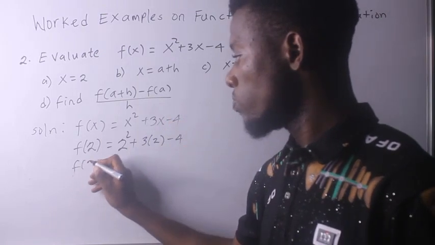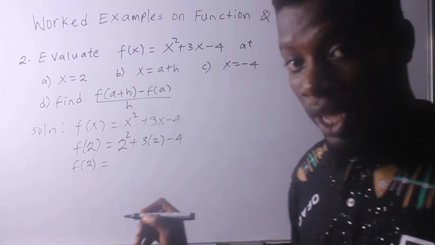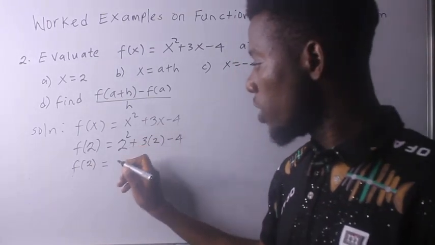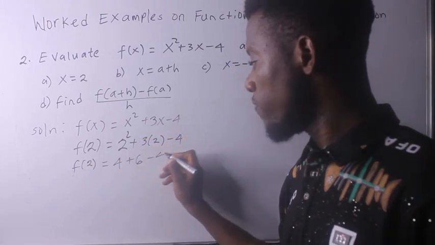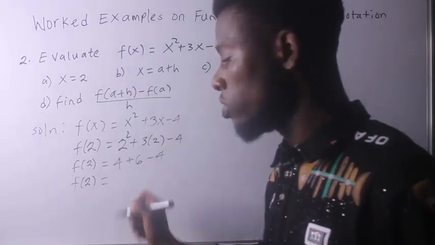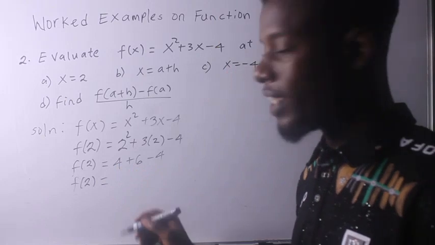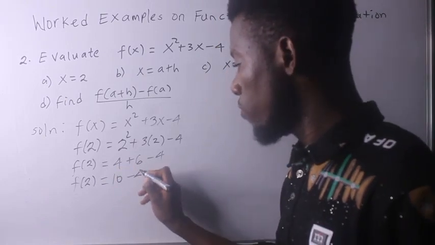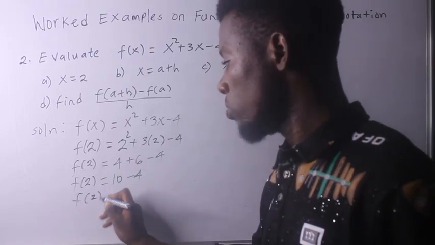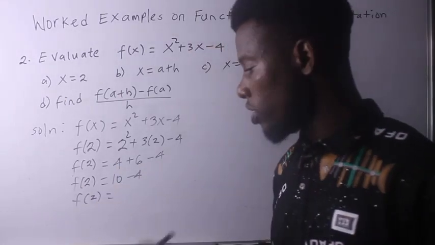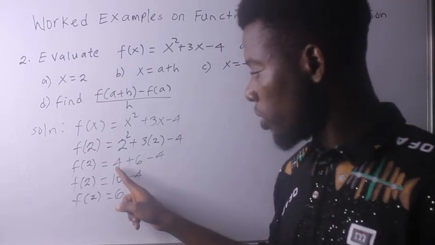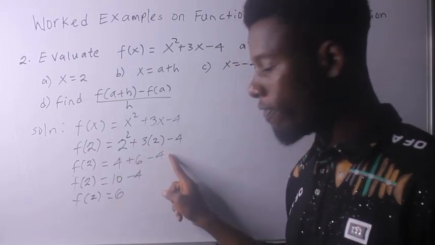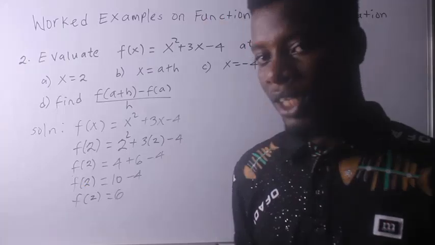So f of 2, which is the y value when x equals 2: 2 squared is 4, plus 3 times 2, that's 6, minus 4. f of 2 equals 4 plus 6, that's 10, minus 4. So f of 2 will be 10 minus 4, that's just 6. And also realize that we can just cancel this 4 and this 4. So 4 minus 4 is 0. We're just left with 6.